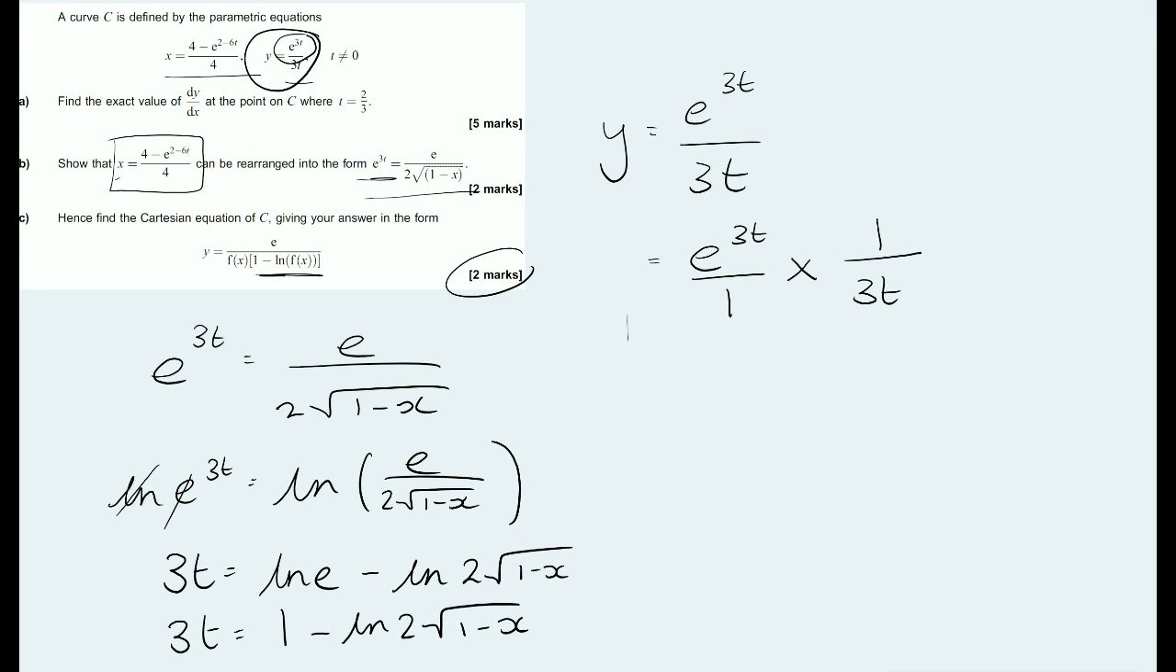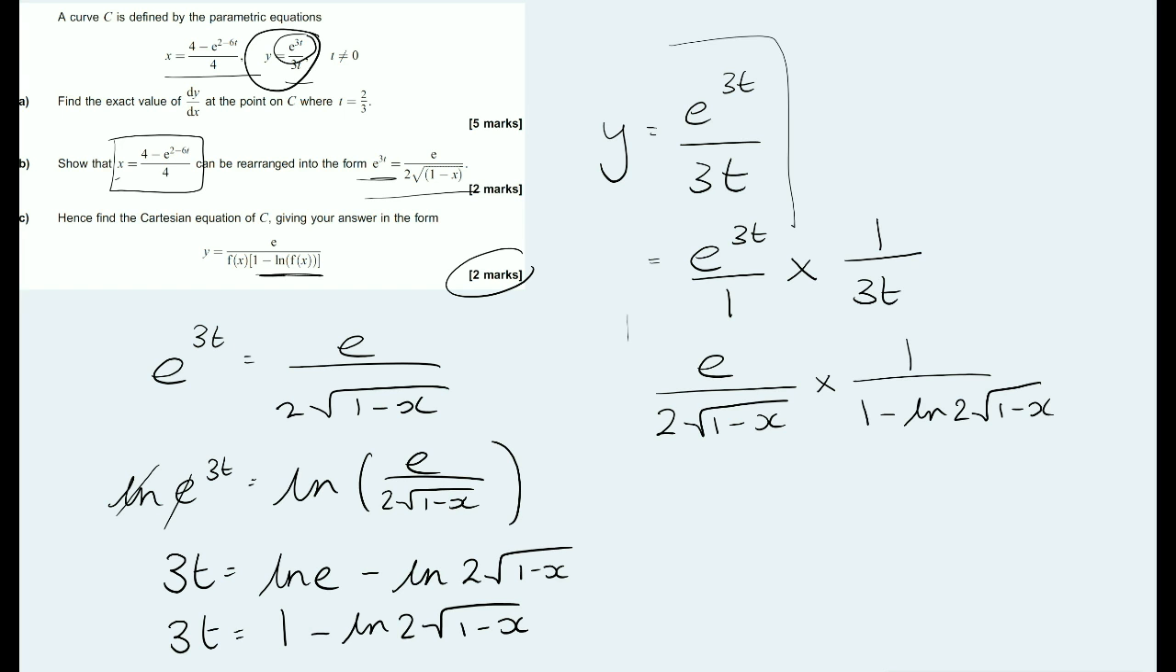We know e to the 3t. That is e over 2 root 1 minus x. And we're going to multiply that by 1 over what 3t is, which is 1 minus ln 2 root 1 minus x. And using this notation instead of the division, the problem with the division is that we get a bit confused with what's being divided by what. But in this notation, it's then really easy to see that we've got e on the top here, and these two things are being multiplied together. So this function of x is going to be 2 root 1 minus x, because we're doing that one multiplied by 1 minus ln 2 root 1 minus x.